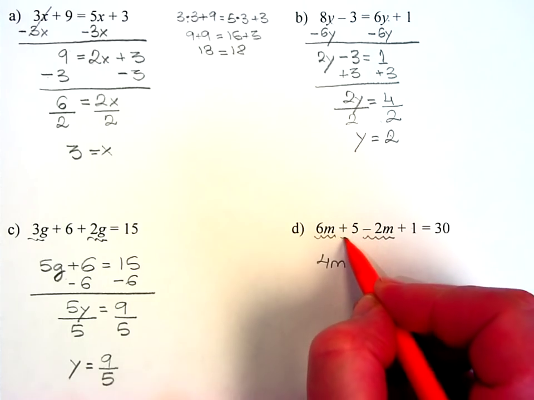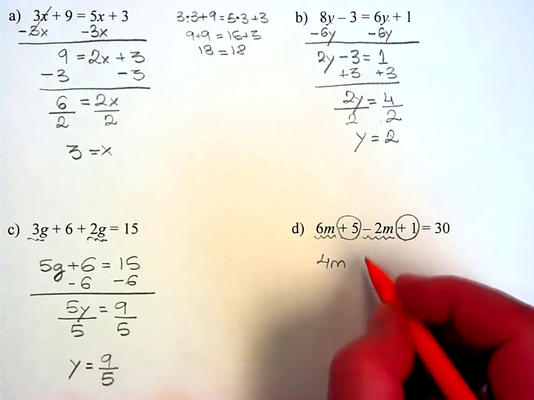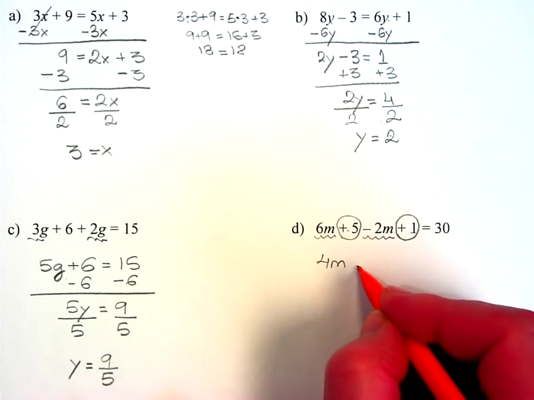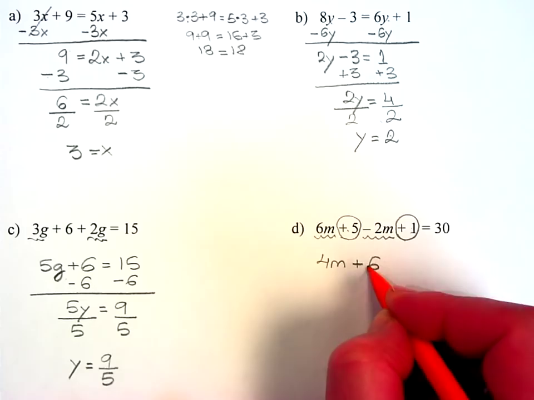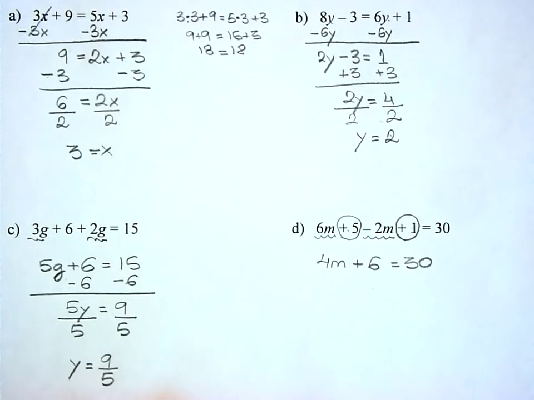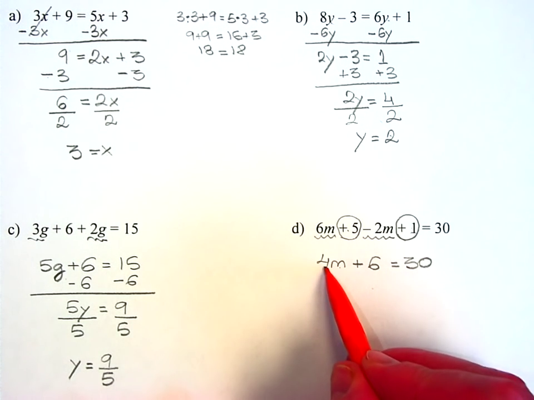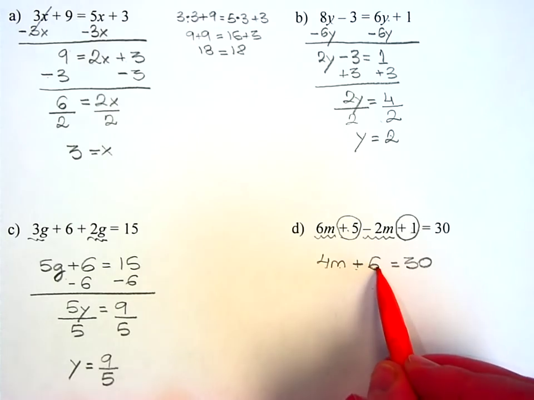I also have plus 5 and plus 1 that are just numbers. They are like terms. I can combine them. Adding 5 and adding 1 more would be adding 6. And then I have equal 30. And notice, again, I simply have a two-step equation where I have variable multiplied by 4 and added 6.